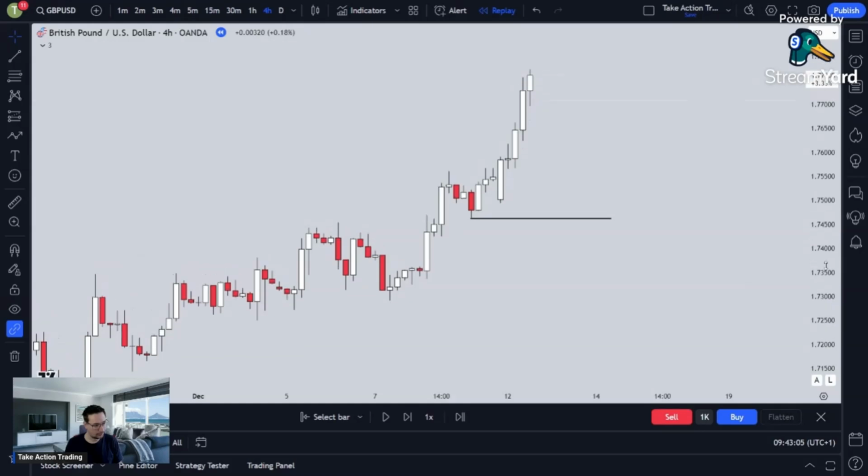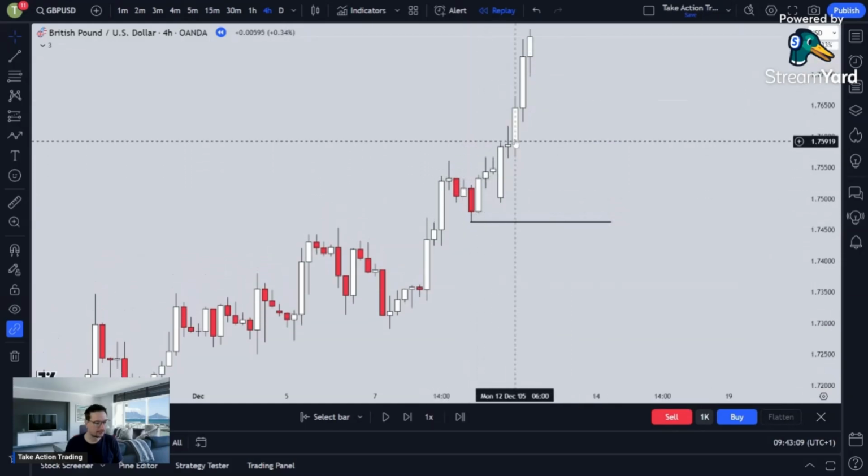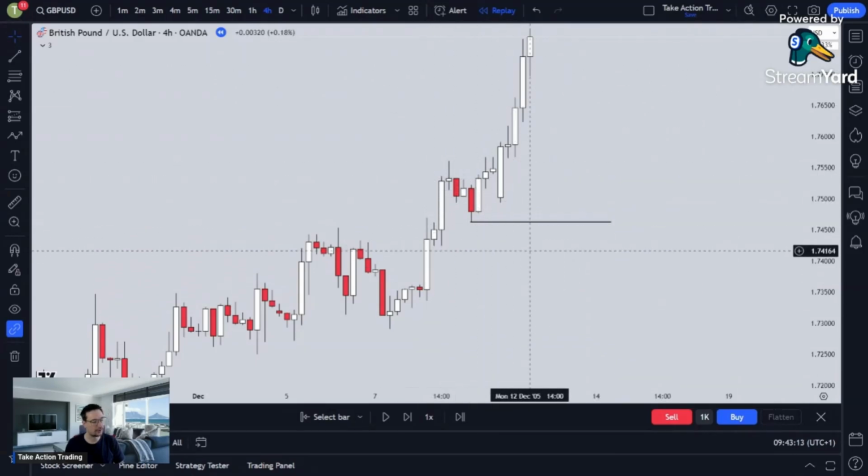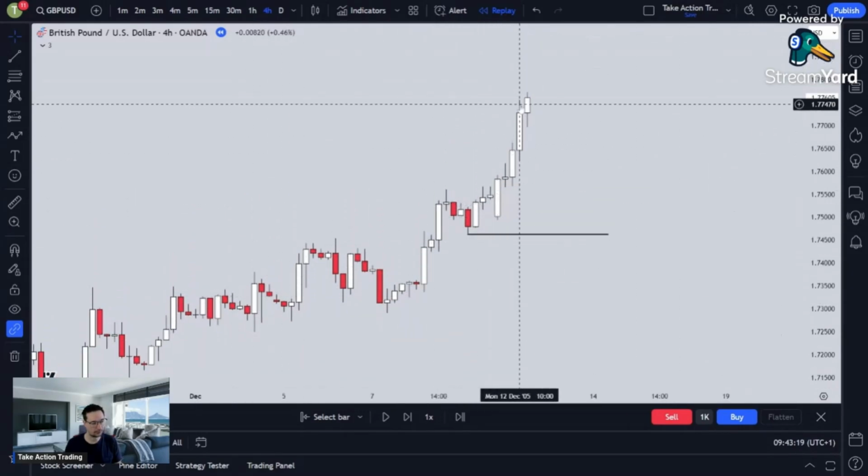So, a super easy rules-based system for how I mark up structure. All I'm looking for is a downward candle and then a continuation to the upside. And I'm going to put a line on it and I'm just saying who is driving price. And at the moment, we can see buyers are clearly taking price higher.